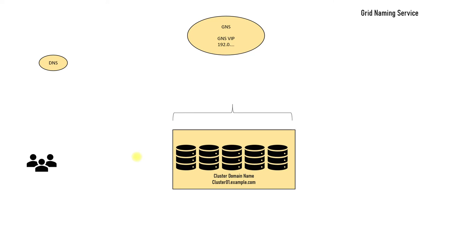Now this is GNS and how specifically it's configured in the environment. When you want to actually configure it, there are some specifications. You need to get one public IP that will be for the GNS virtual IP. Okay, GNS VIP. The GNS VIP and GNS resource actually run on the cluster. Both of them are cluster aware and cluster resources.